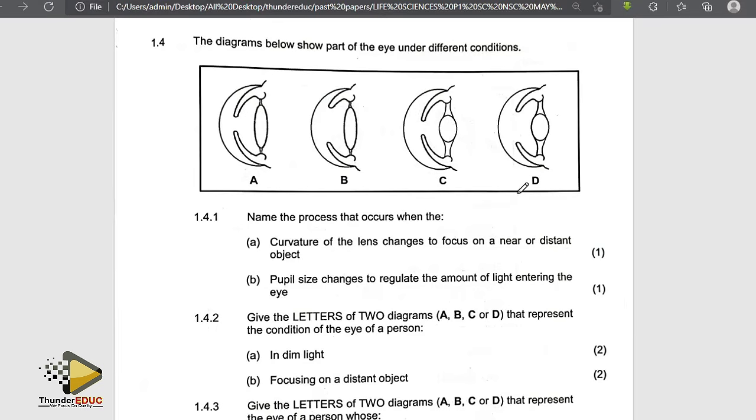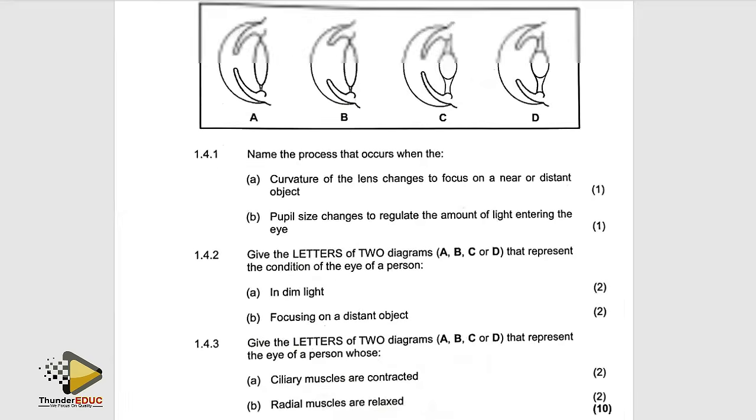So don't forget that if you are talking about accommodation, you talk about the ciliary muscles, the suspensory ligament, and the lens. And when you're talking about the pupillary mechanism, talk about the radial muscles, circular muscles, and then the iris. All right, now let's start to answer the question.